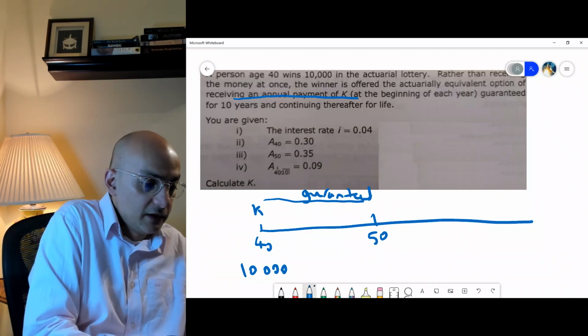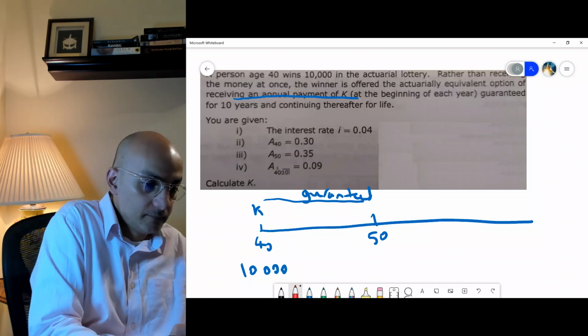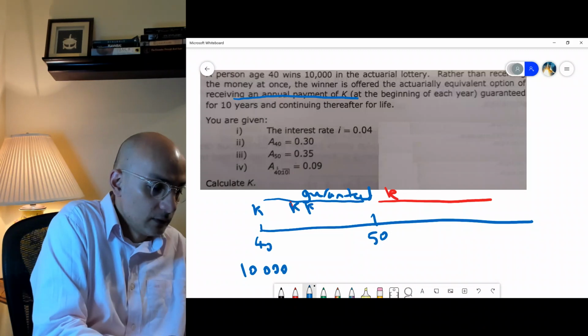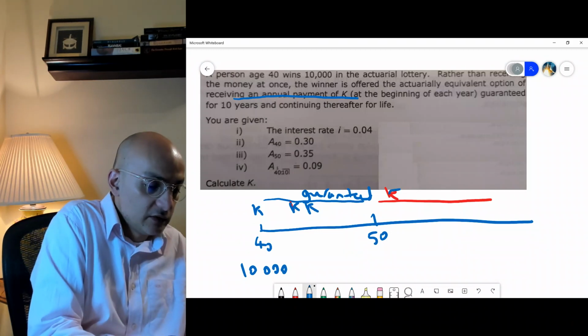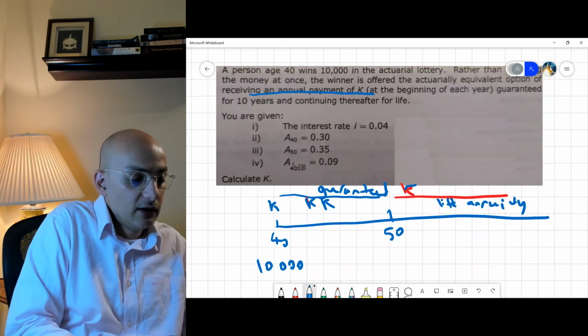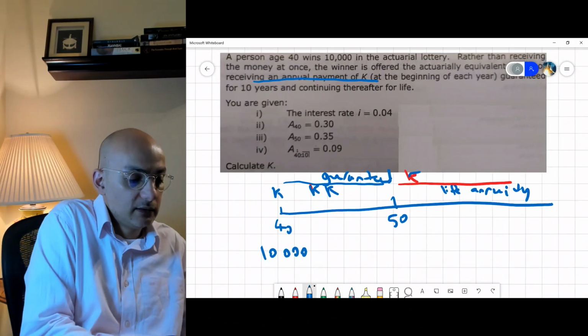And then after that, it will continue forever. After that, the same amount K. So here K. But this one is here, life annuity. Here is the life annuity. So the question: calculate the value of K that will make it equivalent.